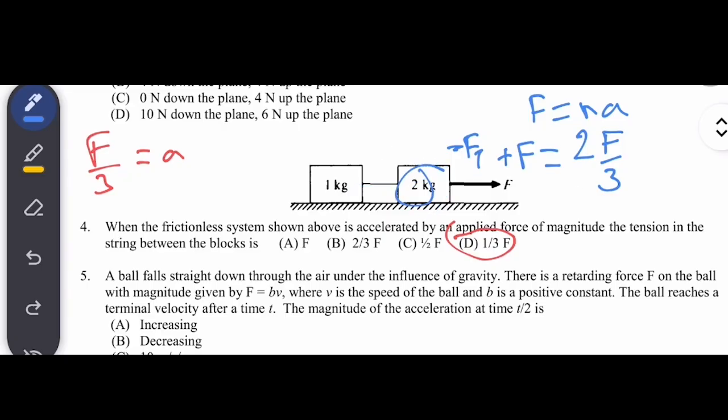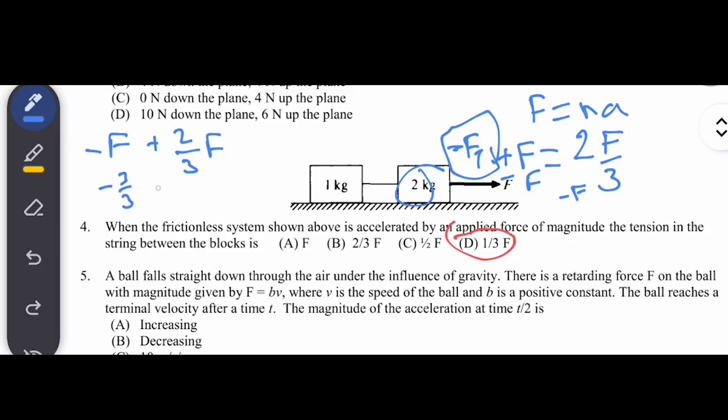Okay, now that we have 2 times F over 3 is equal to F minus force tension, we're going to have to get this force tension by itself since we want the tension in the string between the blocks. Doing so, we subtract F from both sides. Doing so, we have negative F plus 2/3 F. And negative F is the same as negative 3 over 3 F plus 2 over 3 F. And that leads us to negative 1 over 3 F.